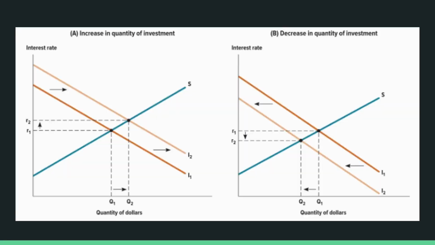Now we have two figures where the investment curve shifts. In figure A, you can see that the investment curve increases, meaning that it shifts to the right. This increases the interest rate and increases the quantity of dollars supplied. In figure B, you can see the investment curve shifts to the left. This decreases the interest rate and decreases the quantity of dollars.